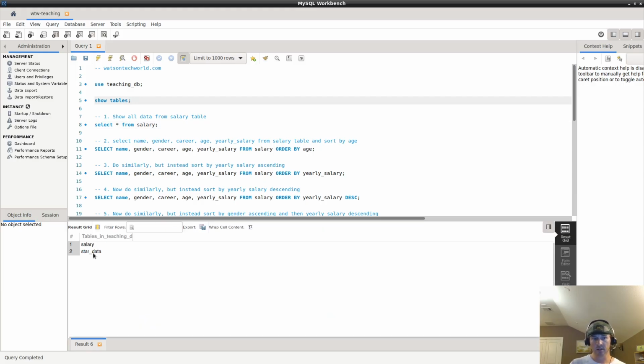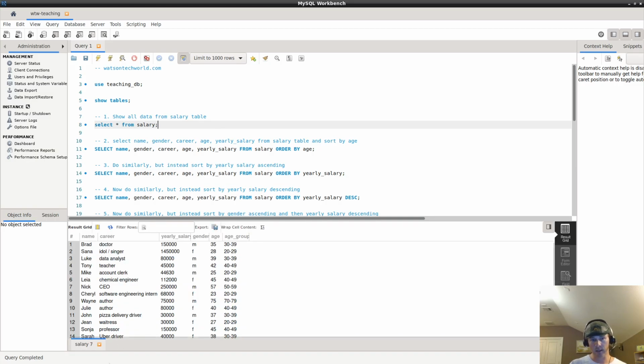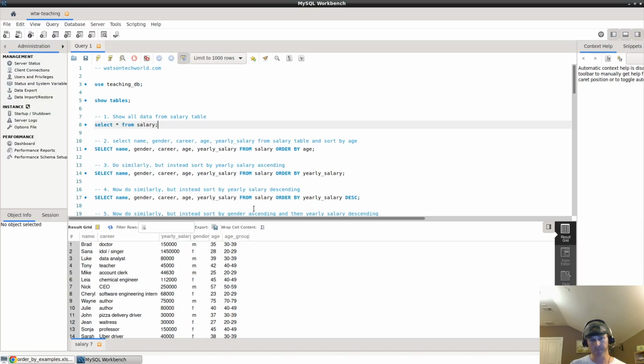I can show you this. Show tables. I'm going to use these two tables, salary and star data, and I'll discuss this. First, I want to show you the salary data, and it's the same as what I showed you. This is the salary data, the same data. Right now I did select star from salary, and it's good form to capitalize the SQL key terms. Okay, so that shows you everything.